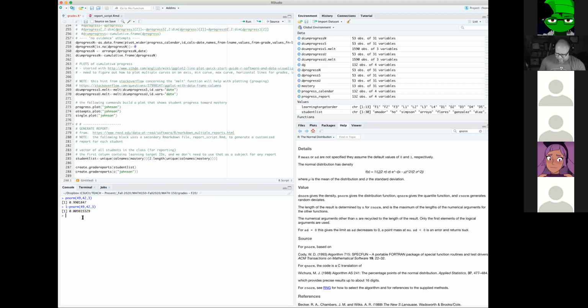I know this is pretty trivial, but this number right here, I want you to see that it's this remaining complementary area. It's the area of this tail.